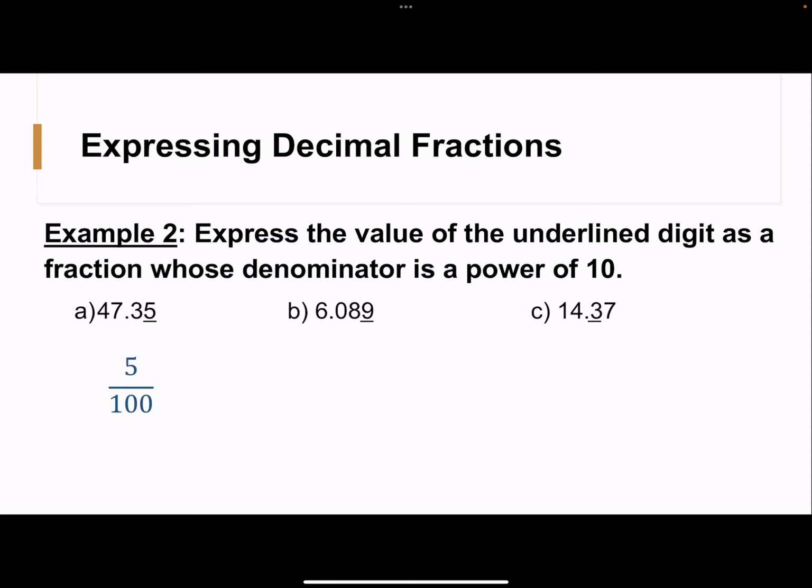In part B, again, we're writing with denominators of power of 10. So that's tenths, hundredths, thousandths. And since the 9 is underlined, that would be 9 over 1,000. And the last one, the 3 is underlined. It's in the tenths place. So we would write that as 3/10. Notice here we're just expressing the value of the underlined digit. So your denominators will be powers of 10, your numerators will be the number that's underlined.